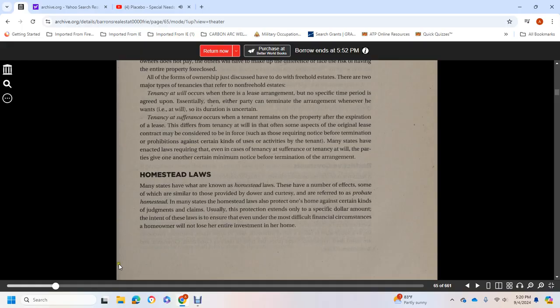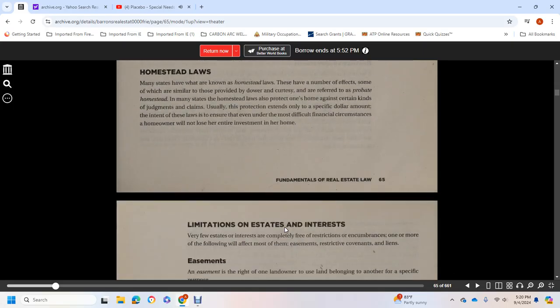Alright, homestead laws. Many states have what's known as homestead laws. They have a number of effects, some of which are similar to those provided by dower and courtesy, referred to as probate homestead. In many states, the homestead laws protect one's home against certain kinds of judgments and claims. Usually, protection extends only to a specific dollar amount. The intent of these laws is to ensure that even under the most difficult financial circumstances, a homeowner will not lose their entire investment in the home.